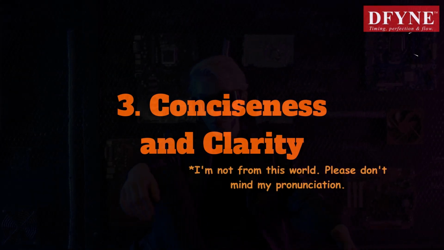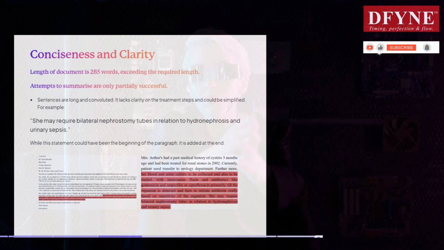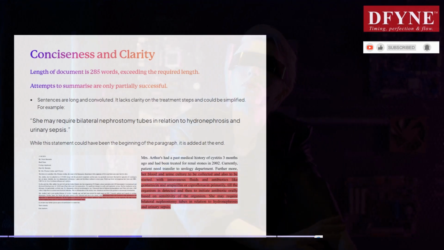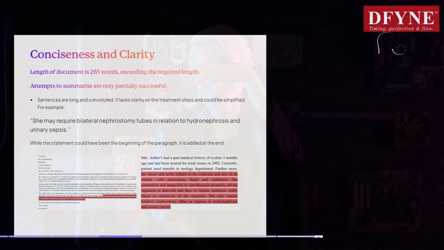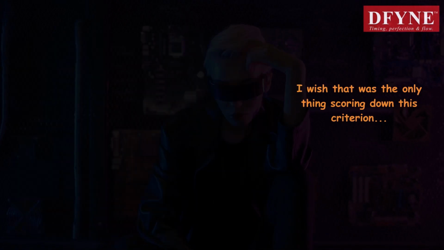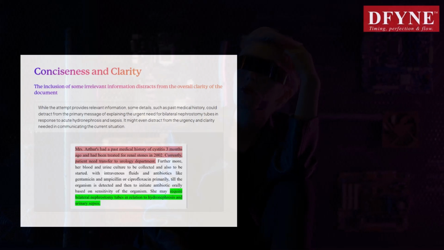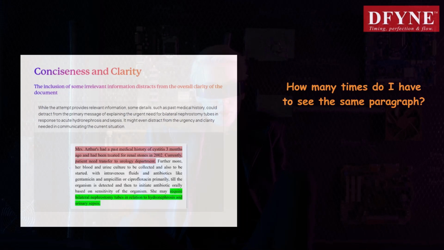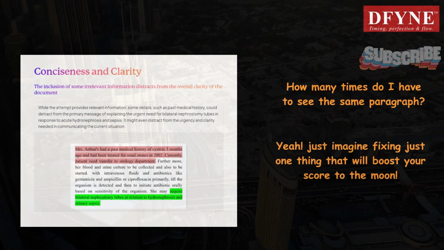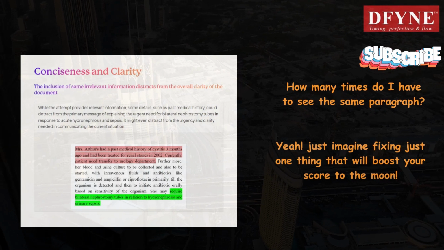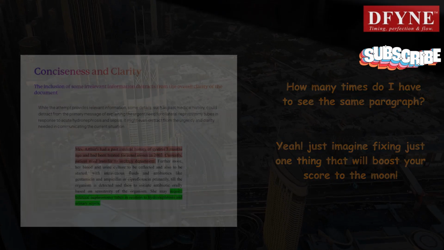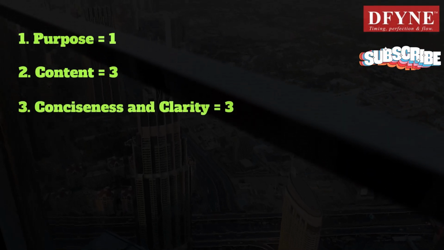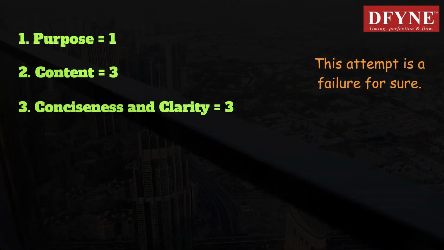Conciseness and clarity. The document exceeds the required length of 200 words and includes lengthy, convoluted sentences that lack clarity. Irrelevant information, such as detailed past medical history, detracts from the primary message. Simplifying the sentences and focusing on the critical information will enhance clarity. The candidate's letter scores a 3 in this criterion.